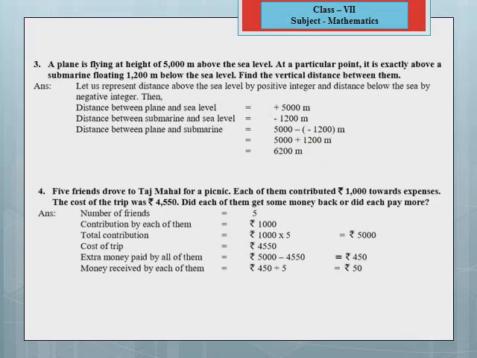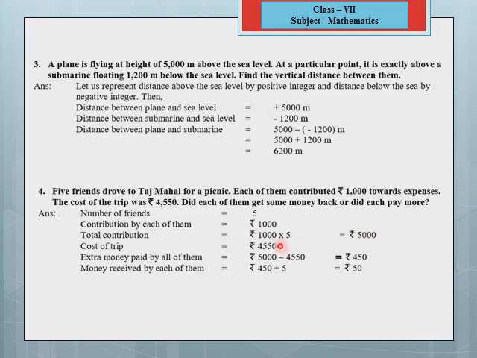5 friends drove to Taj Mahal for a picnic. Each of them contributed 1,000 towards expenses. The total cost of the trip was 4,550. Did each of them get some money back or did each pay more? Now, total number of friends is 5. Contribution by each of them is 1,000. So total contribution will be 1,000 multiplied by 5, that is 5,000.